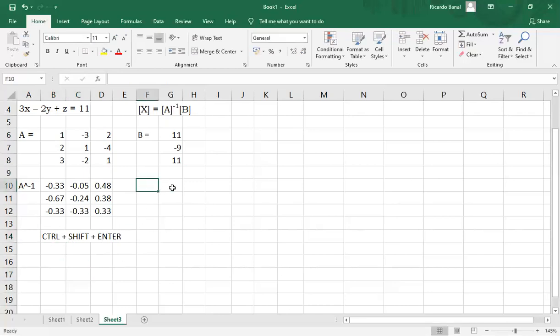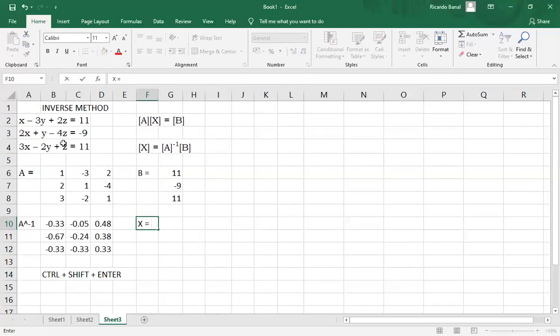And lastly, we have to get the value of our x, y, and z. Same as what you have done in the inverse, you have to click a matrix. Since you are multiplying a 3 by 3 to a 3 by 1 matrix, the answer will be a 3 by 1 matrix using the multiplication rule of matrices. So we have to create a 3 by 1 matrix, with 3 rows and 1 column.